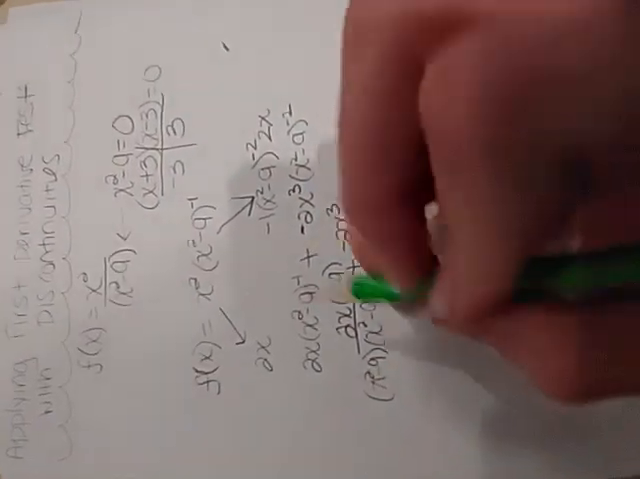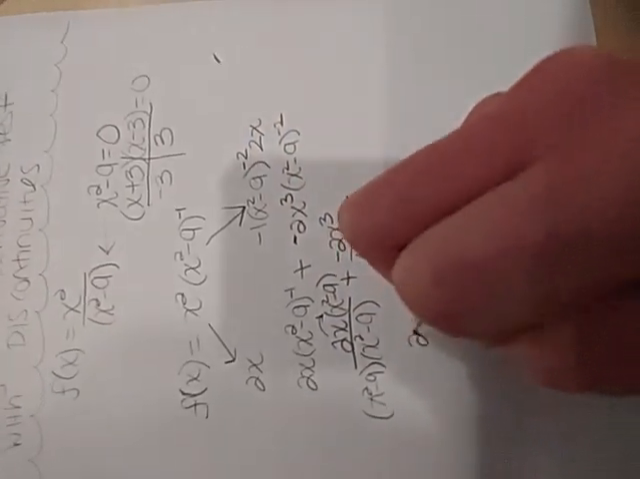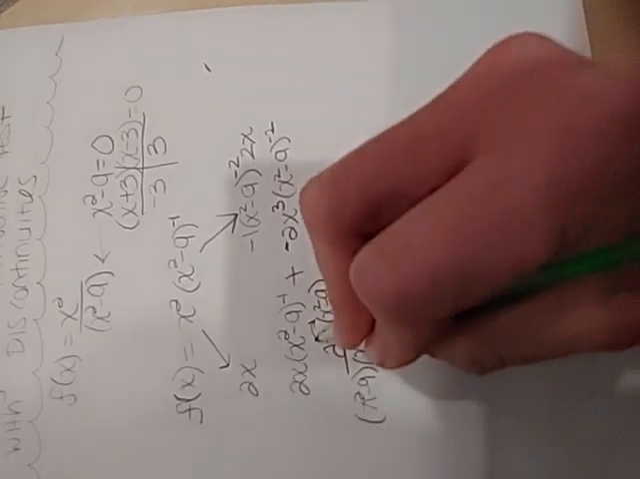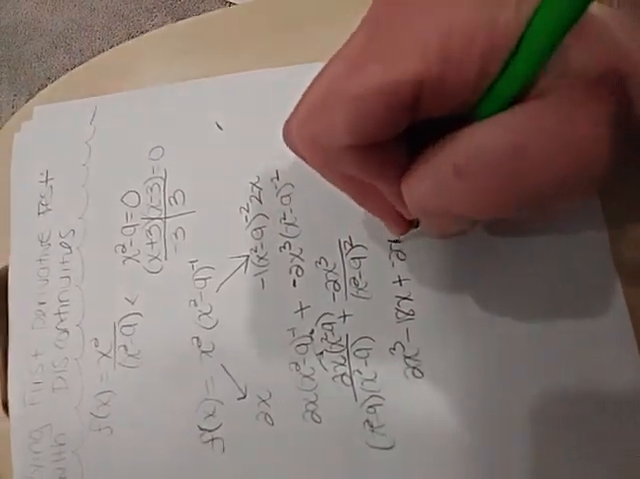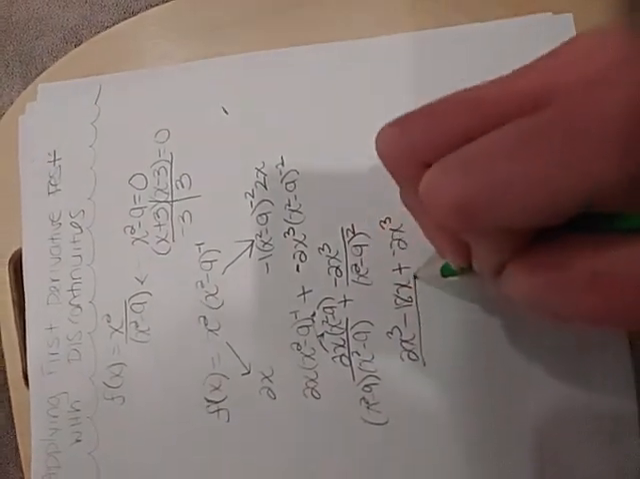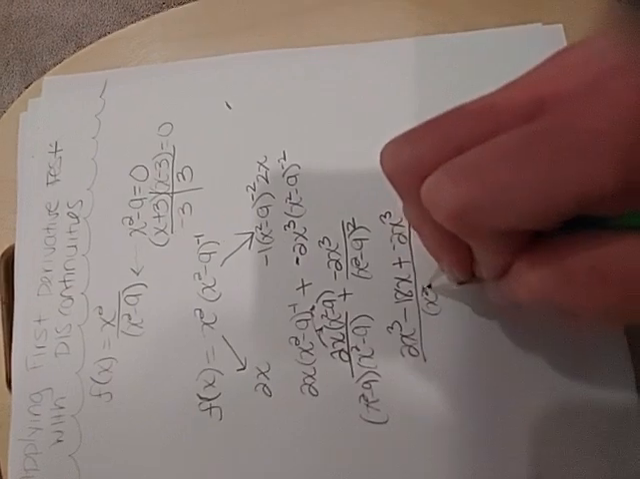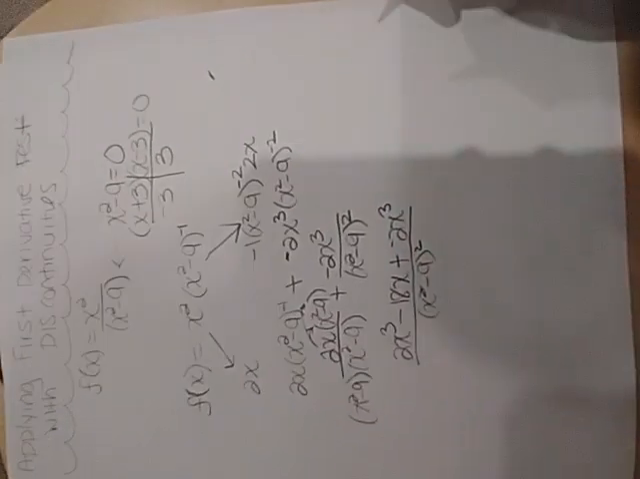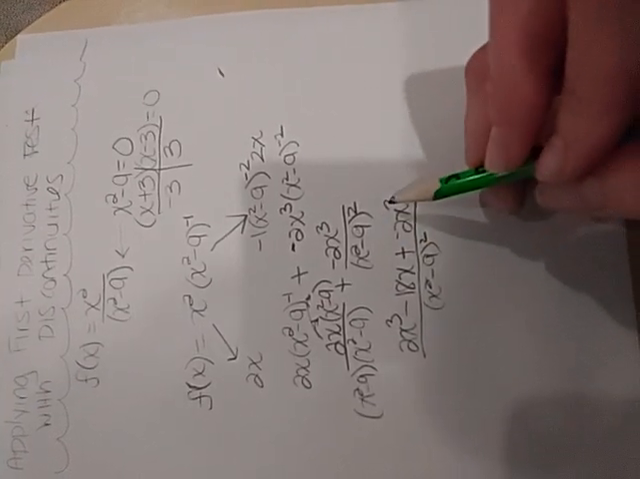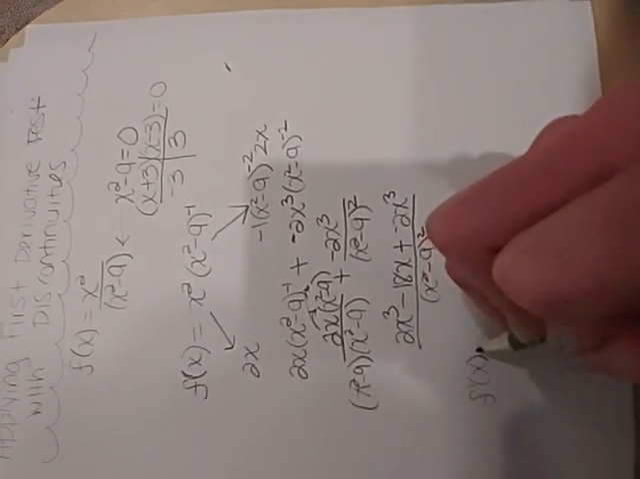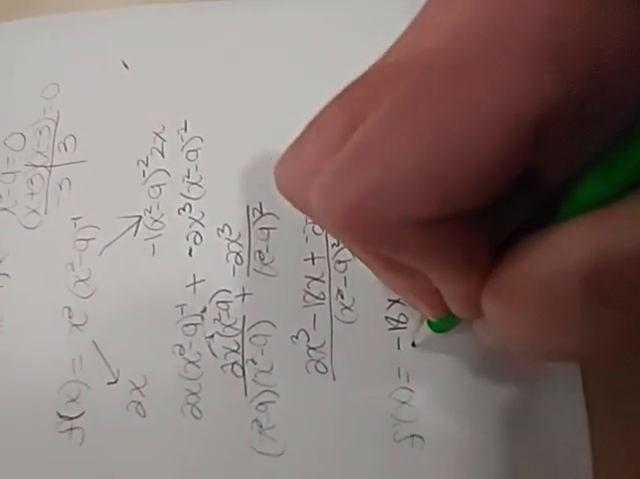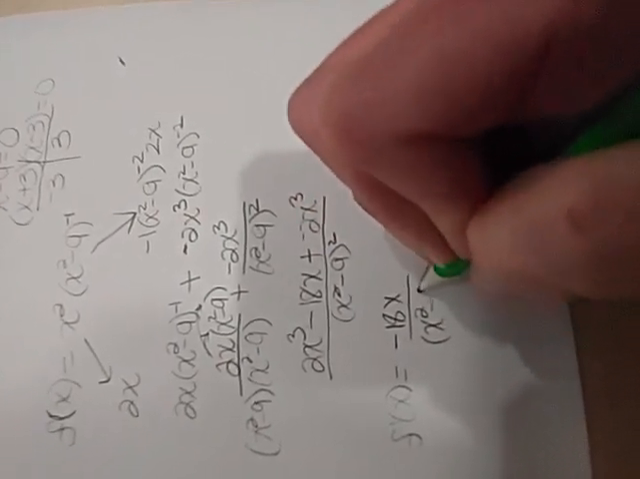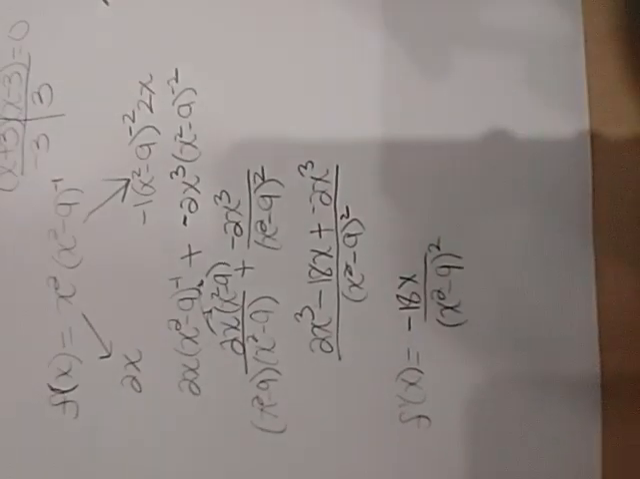All right, so now we can work on the top. We have 2x to the third minus 18x plus negative 2x to the third over our common denominator, which is x squared minus 9 quantity squared. All right, so if you notice, we have like terms here. They eliminate each other. So my first derivative in its simplest form is negative 18x over x squared minus 9 quantity squared. All right, so that's my first derivative.